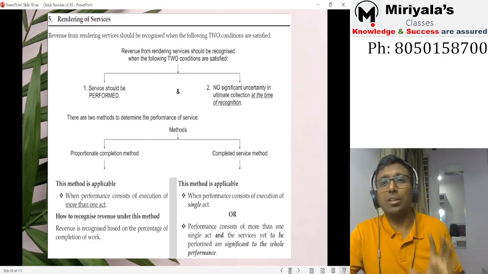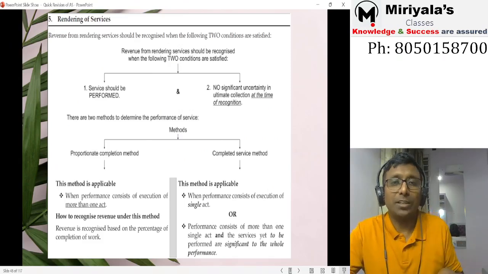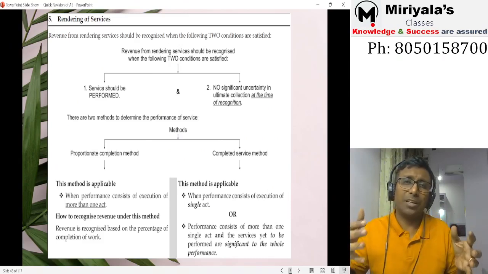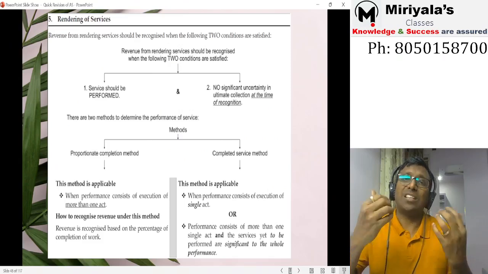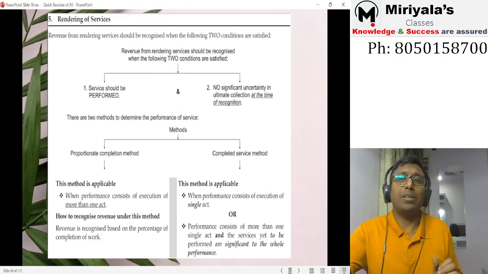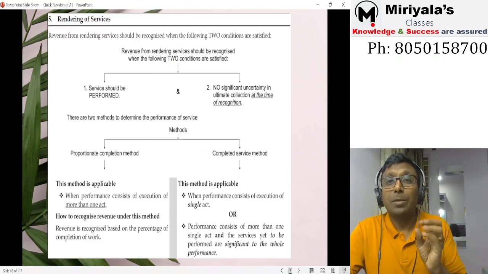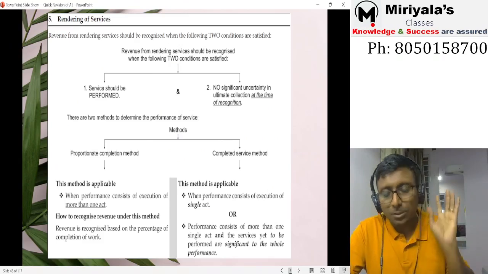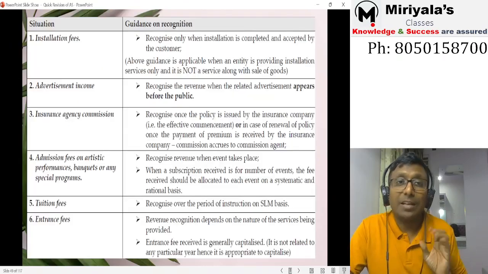That means 60% of the job is approximately completed. Yes, you can consider total time, efforts involved, costs involved. Many things can be considered, but you can consider percentage of completion. How much percentage of work is actually completed? That much percentage of revenue can be recognized.